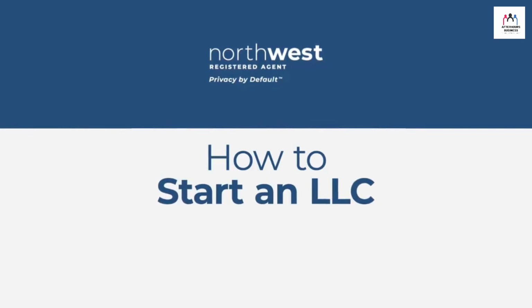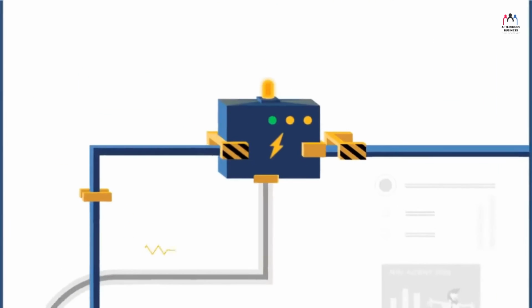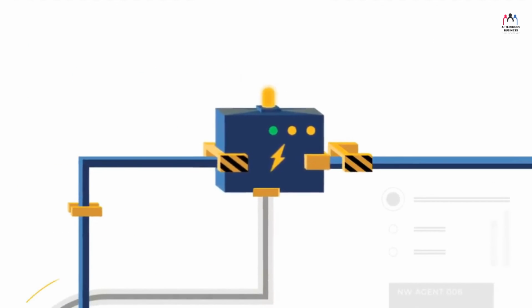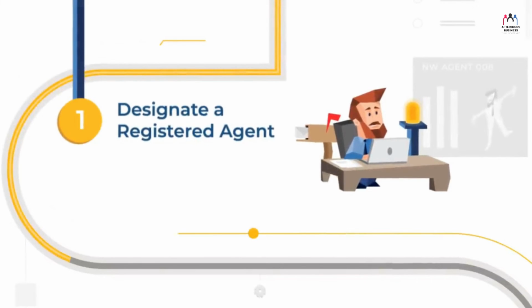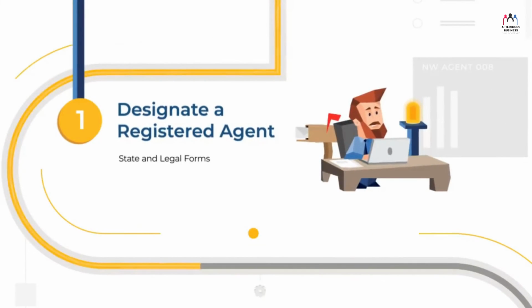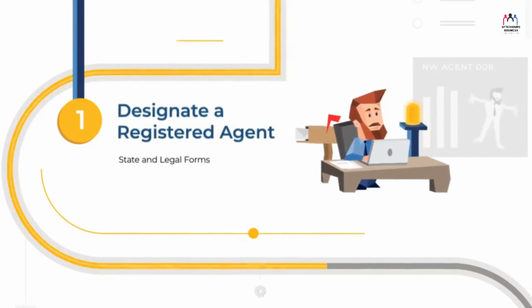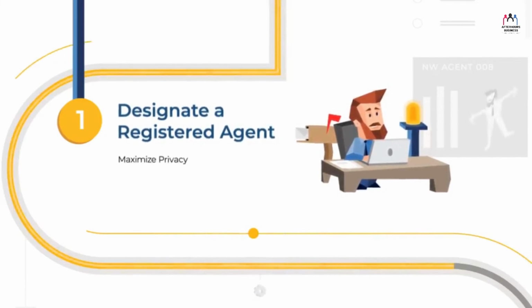Starting an LLC? Let us show you how to do it the right way. First things first, the whole point of an LLC is to separate you and your business. That's what protects your finances and privacy. Start by appointing a registered agent, your LLC's official point of contact. Hiring a registered agent is a smart and affordable method to maximize privacy.